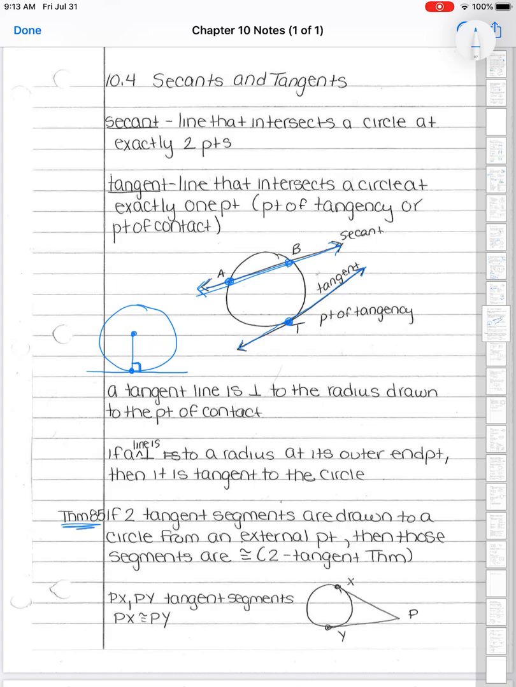So Theorem 85, it's called the two tangent theorem, so you can reference it as that. It says if two tangent segments are drawn to a circle from an external point, that is the same external point. So PX is a tangent and PY is a tangent. Then those segments are congruent to each other. So if PX and PY are both tangents that start from the same external point, then you can say that they are congruent to each other.